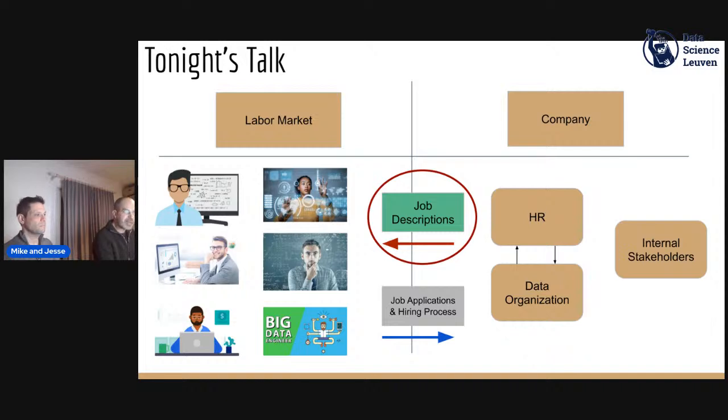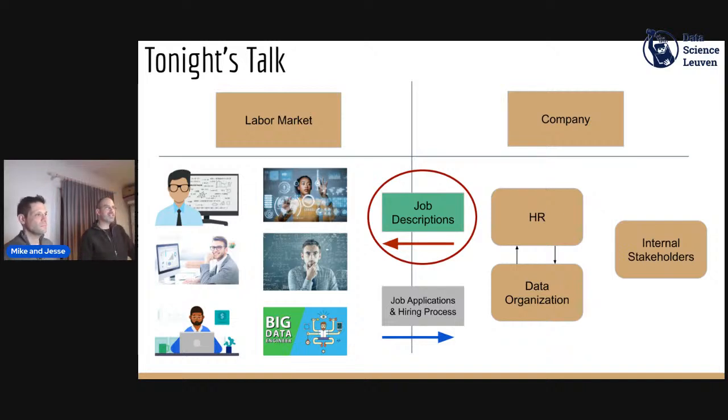So typically what would happen, I'm assuming you can see my mouse, is that you have HR and the data organization decide, okay, well, we need to hire a data professional, and they put out a job description to the labor market here. And we just took some Google image searches for data engineers and data scientists, and this pretty much looks like what we do. And so we're trying to analyze the bit that companies push out to the labor market to understand what companies are looking for.